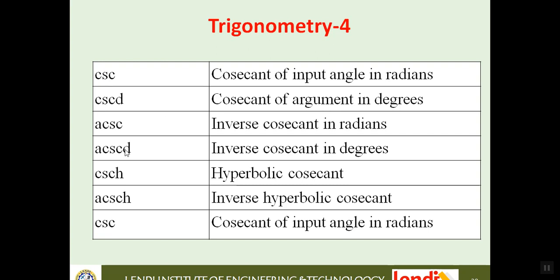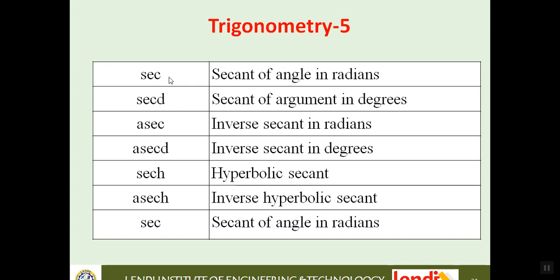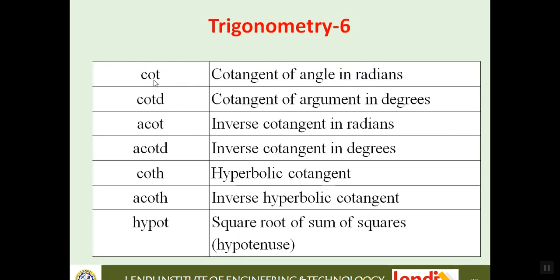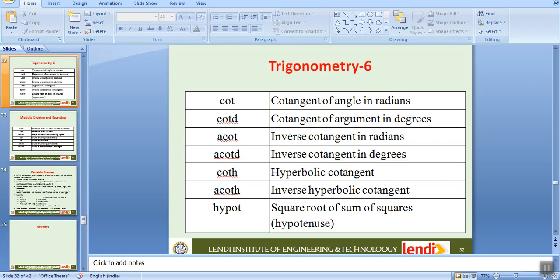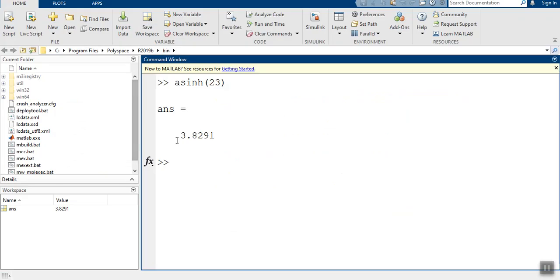CSC, CSCD, and the remaining are all the same. The last one and the first one are the same, don't worry. Now secant, SEC, cot. The square root of the sum of the squares is hypot. We will use all these functions for trigonometric purposes, and we will discuss them one by one just for understanding.